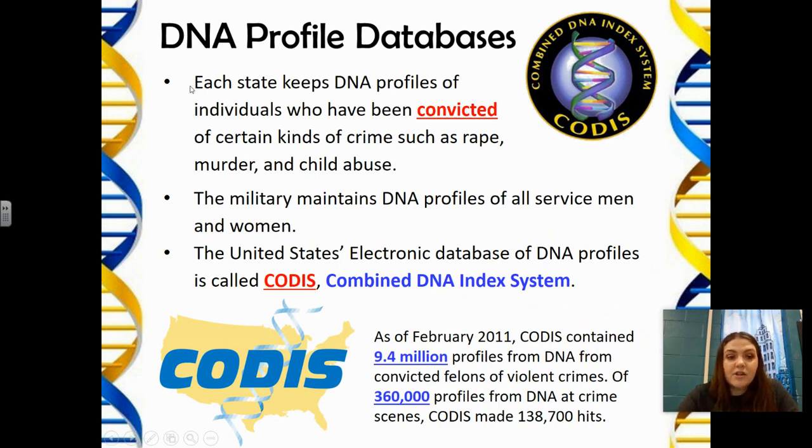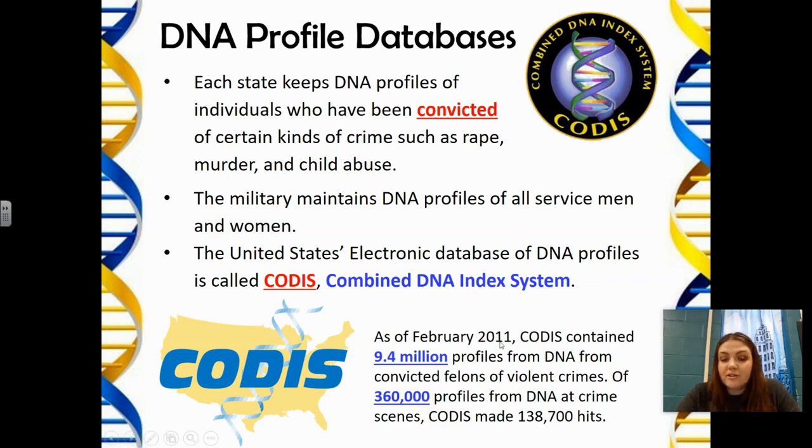The DNA profile databases. In every unit, I've talked about the main database for that kind of evidence. Each state keeps DNA profiles of individuals who have been convicted of certain kinds of crimes, such as rape, murder, and child abuse. Every state has theirs on file. The military maintains DNA profiles of all the servicemen and women. So if you go into the military, they have your DNA. The United States electronic database of DNA profiles is called CODIS, Combined DNA Index System. So the big database where we keep all of our main DNA cases would be CODIS. All of the jobs that require it, like the military, would be in CODIS.